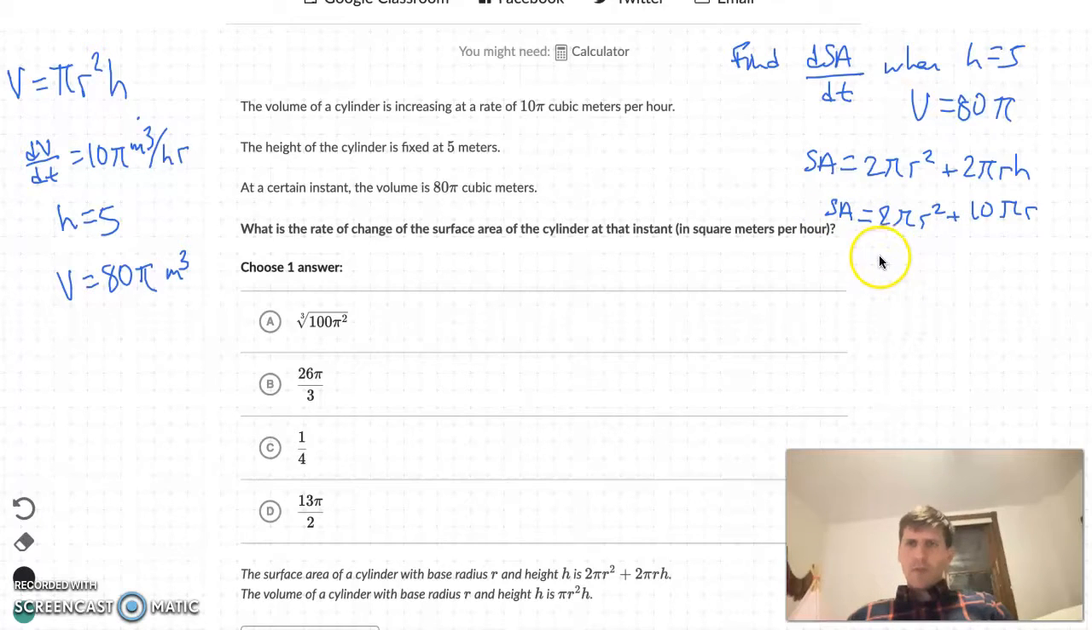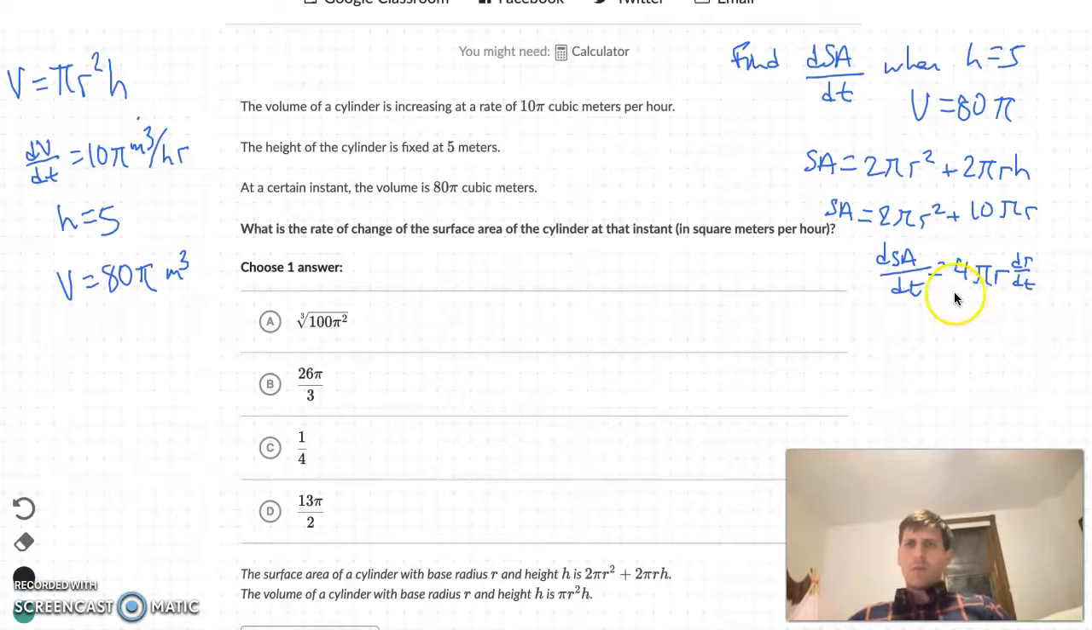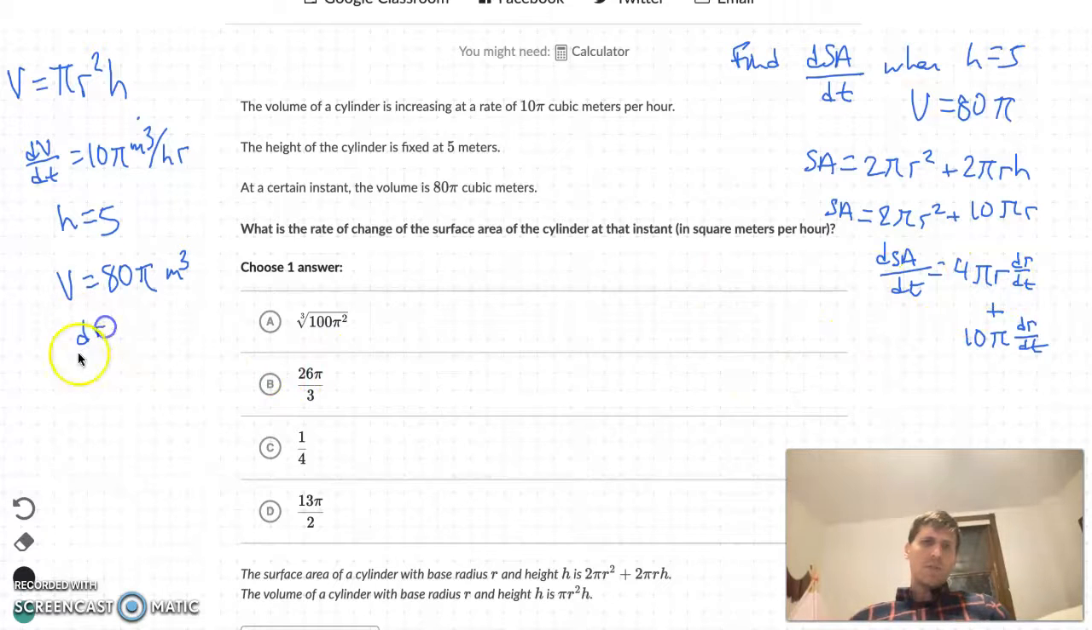So when I take the derivative here, I would get the derivative of the surface area is equal to 4 pi r dr/dt, I can't scroll over, so I'm going to write it below, plus 10 pi dr/dt. So I need to find what dr/dt is also in order to answer this question, which I believe I could probably find by simply using this equation.